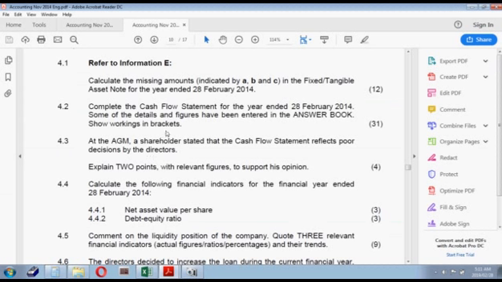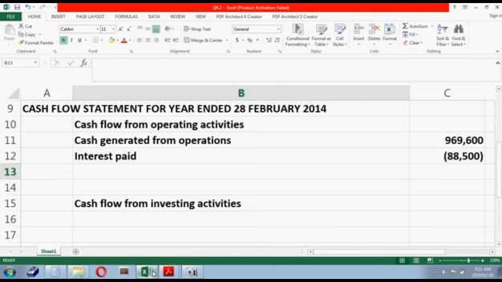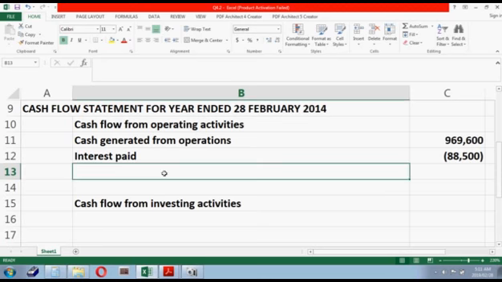Complete the cash flow statement for the year ended 28 February 2014. Some of the details and figures have been entered in the answer book. Show workings in brackets. So if we go to the answer book for the cash flow statement, we see that cash generated from operations has already been supplied. The interest paid has already been supplied. If we know our structure, we know the next item is the dividends paid.